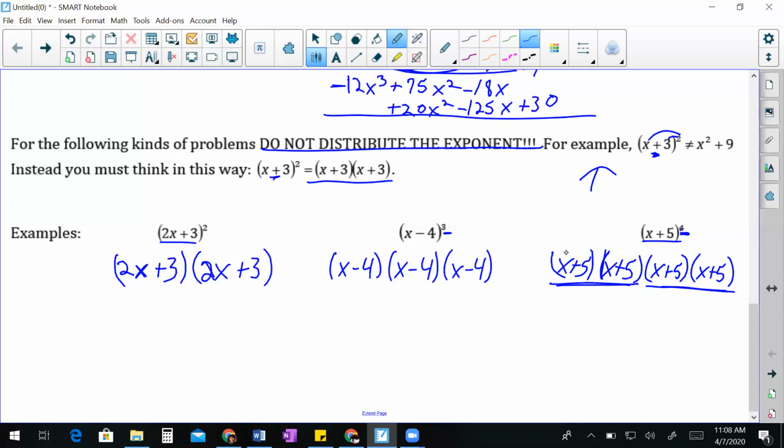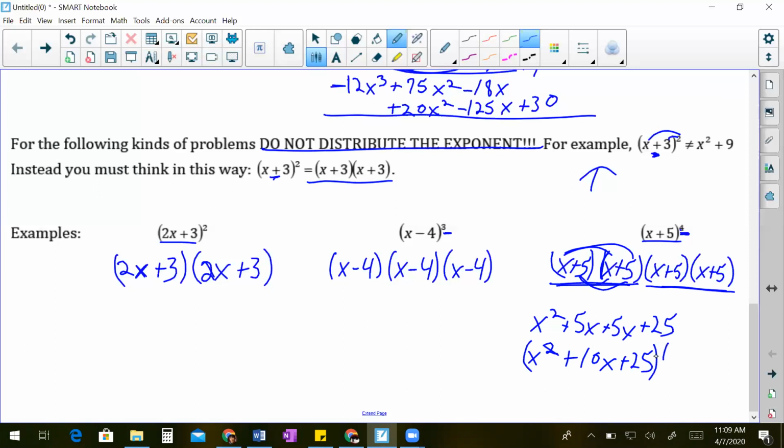So let's look at this. x times x is x squared. x times positive 5 is 5x. 5 times positive x is 5x. 5 times 5 is 25. This is going to be x squared plus 10x plus 25. If I multiply x plus 5 times x plus 5 a second time, I'm going to get the same answer.